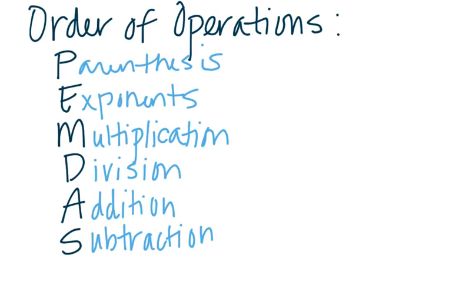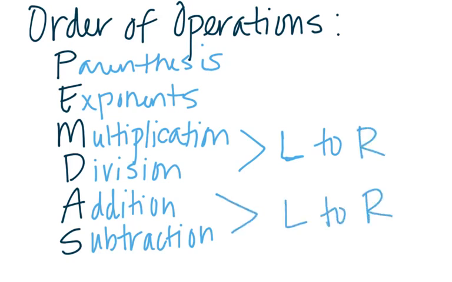So parentheses, exponents, multiplication and division, you're going to go left to right, and then addition and subtraction, also left to right, until you simplify your expression the entire way and you get your answer. So let's look at an example.